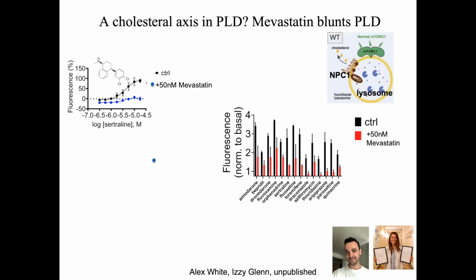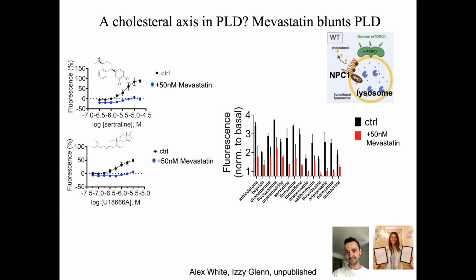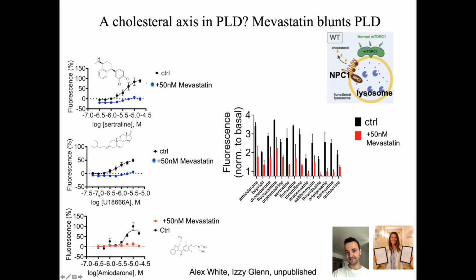So if you add mevastatin in lipoprotein-depleted media, you basically blunt the effect. The black line is the drug, in this case sertraline, inducing phospholipidosis in just normal media, and the blue line is adding 50 nanomolar mevastatin, this cholesterol biosynthesis inhibitor. This is the same thing for this U18 molecule, and here's amiodarone, the poster child. We did it for lots of different molecules.